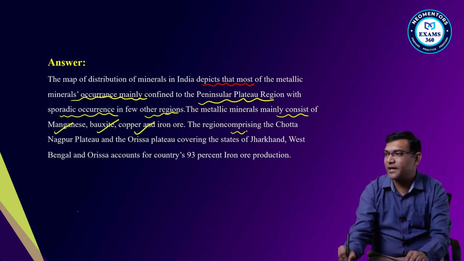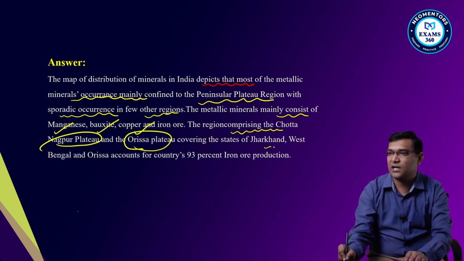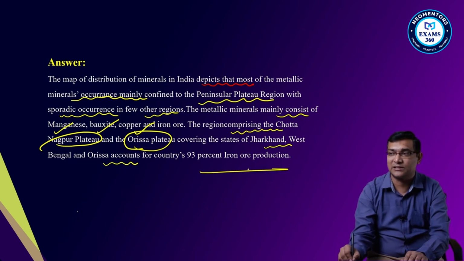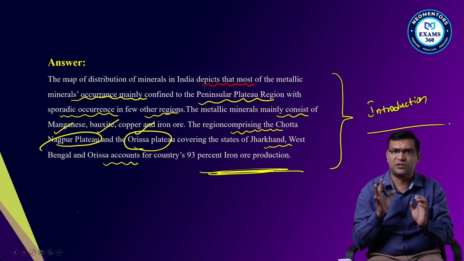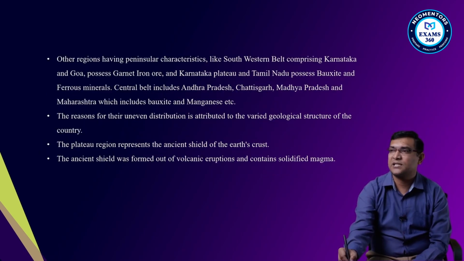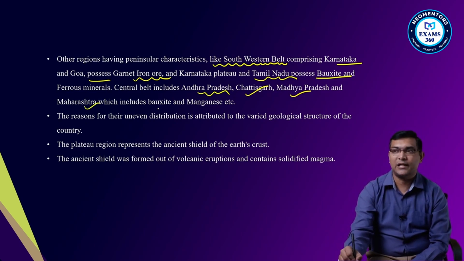The region comprising Chota Nagpur Plateau and Odisha Plateau, covering states like Jharkhand, West Bengal, Odisha, accounts for 93%. So this is my introduction. This is the way where most of the minerals are found, that I will write. Then other regions having peninsular characteristics, like the southwestern belt: Karnataka, Goa, iron ore which is present; Tamil Nadu, lignite; coal, bauxite; and also the central belt including Andhra Pradesh, Chhattisgarh, Madhya Pradesh, Maharashtra, bauxite and manganese.